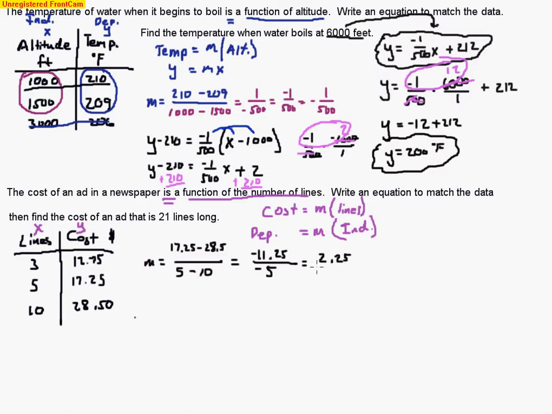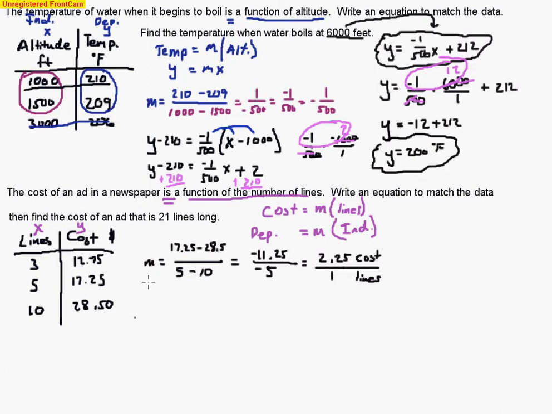Now typically we don't write decimals and fractions, but that's pretty much what it is. 2.25 in the y direction, one space over in the x direction. So remember what this represents. This represents cost over lines. So basically, one line costs $2.25. So there it is. But we have to figure out our equation next.